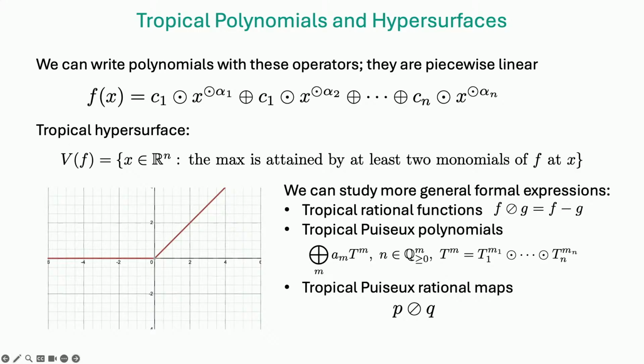Okay, so with these tropical operations here, you can define regular mathematical objects. So you can write polynomials. Some people might think of tropical geometry as the version of algebraic geometry where you're looking at solutions to systems of polynomial equations where the polynomials are written with the tropical operations instead.